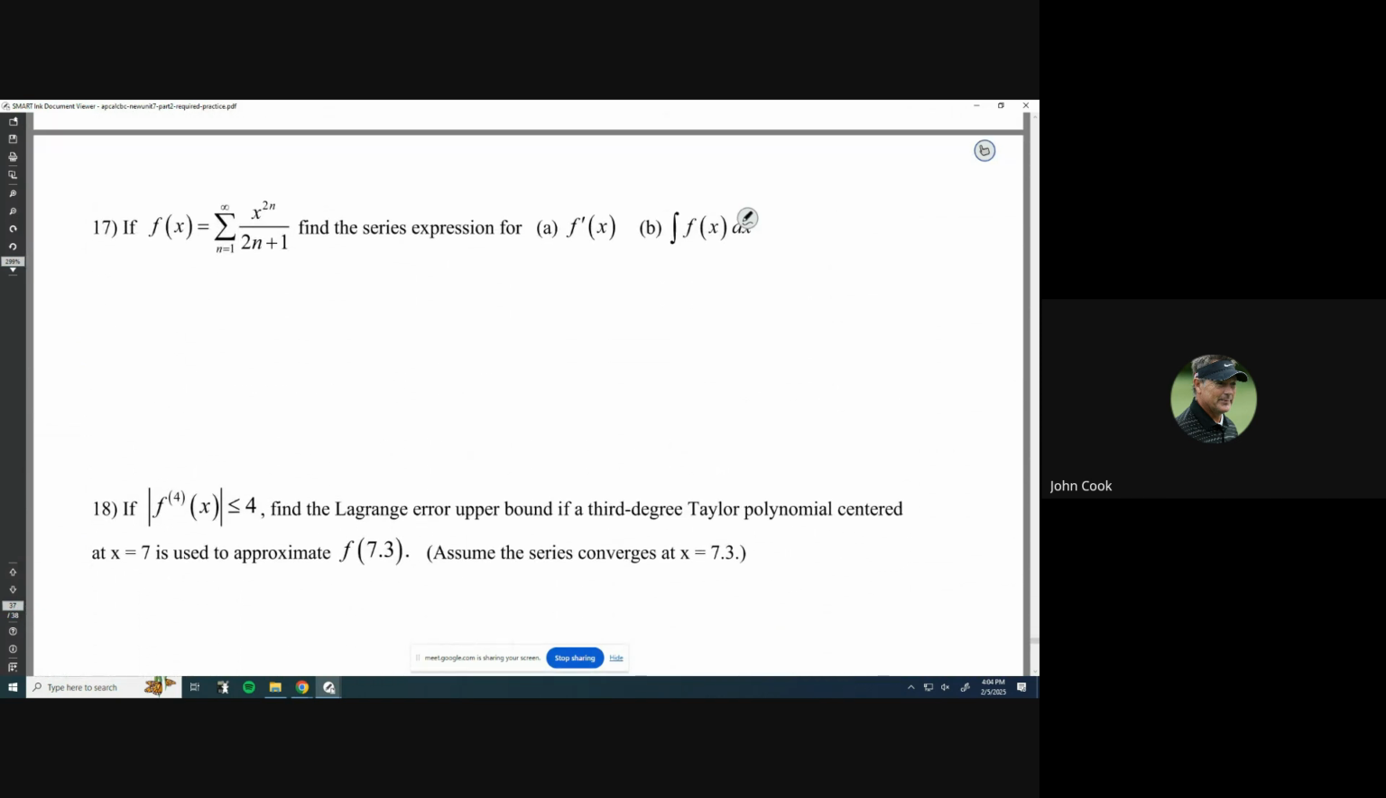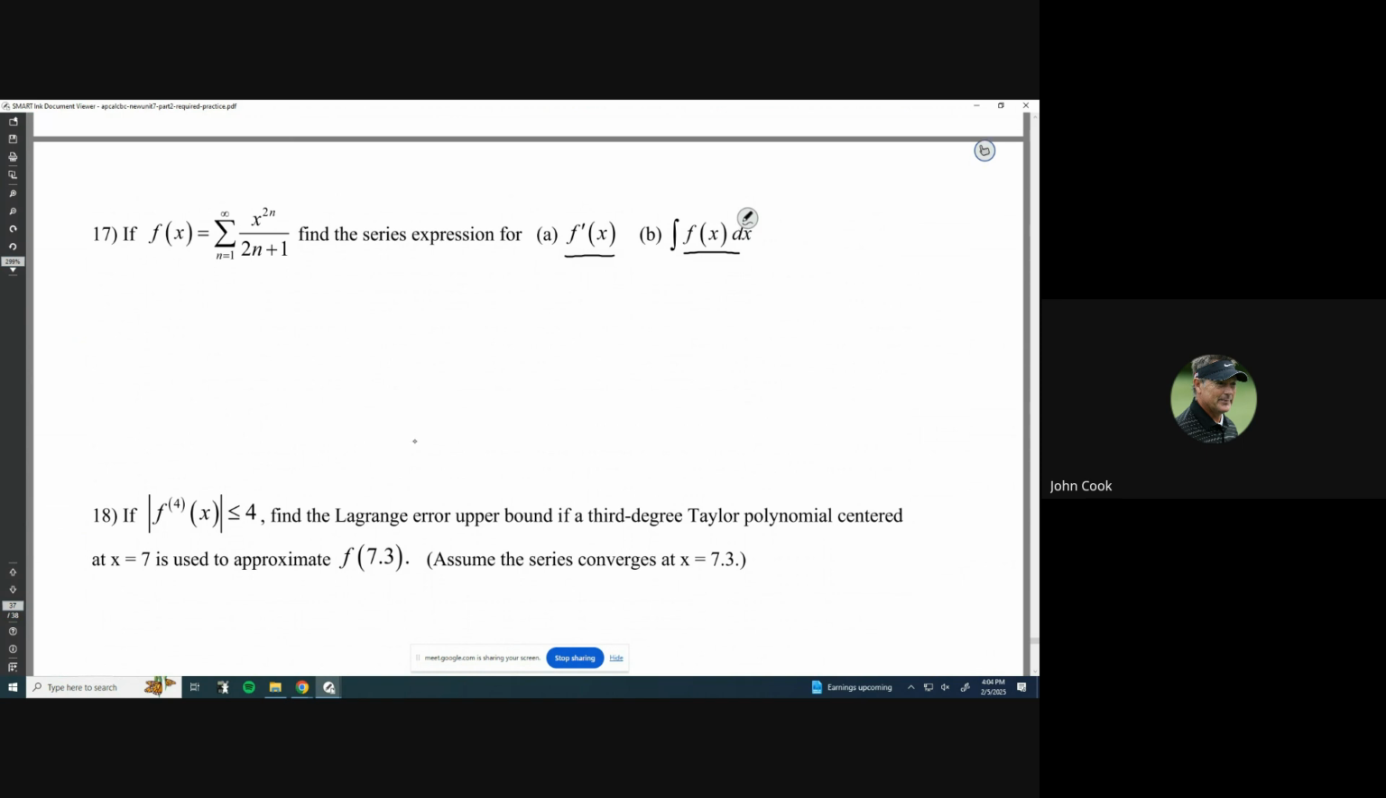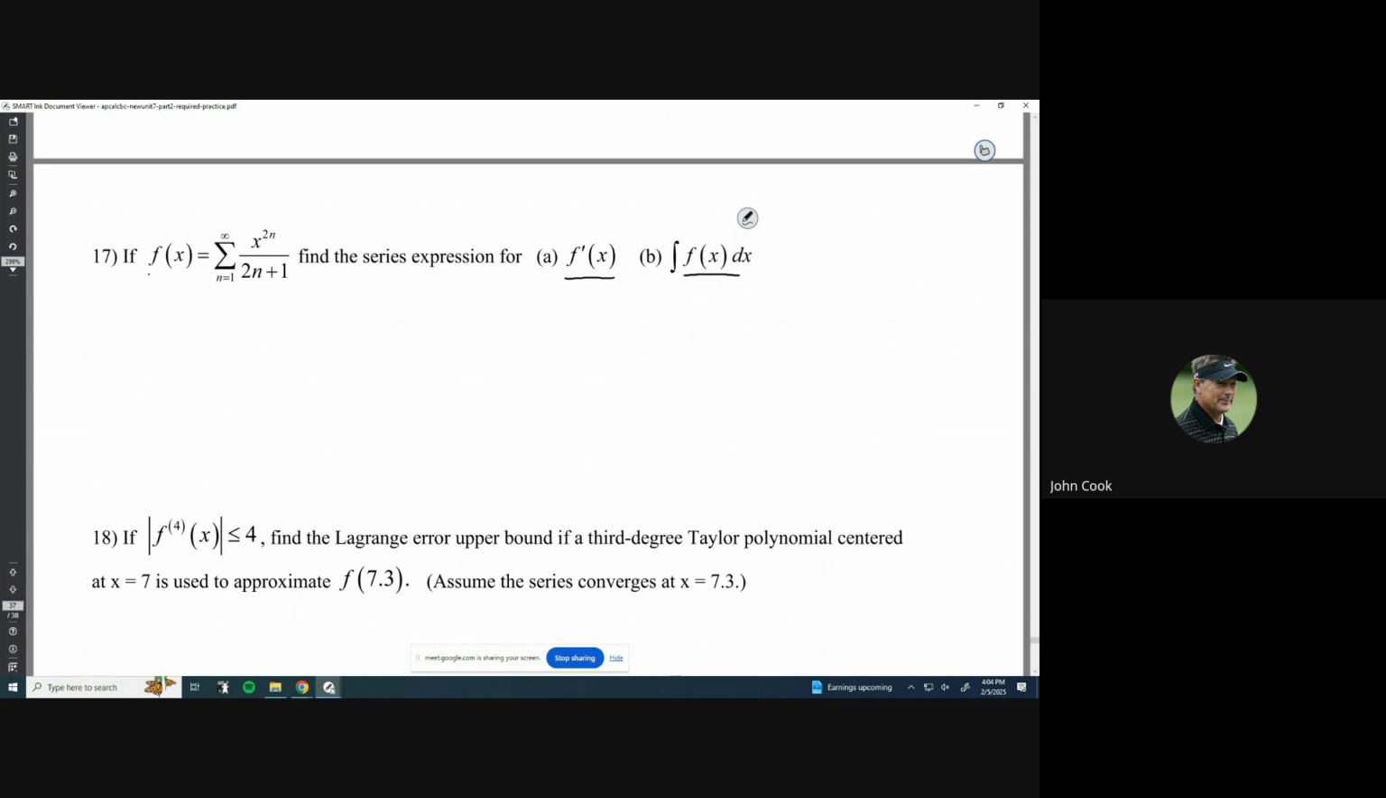So 17, if we've got this function, we want to find the derivative of the function and then also the antiderivative of the function. This can look really intimidating. I get it, but it's actually super easy. All you got to do is just think for a second. If this represents the function, then when I take the derivative of it, I'm taking it with respect to a variable, and the variable is going to be x.